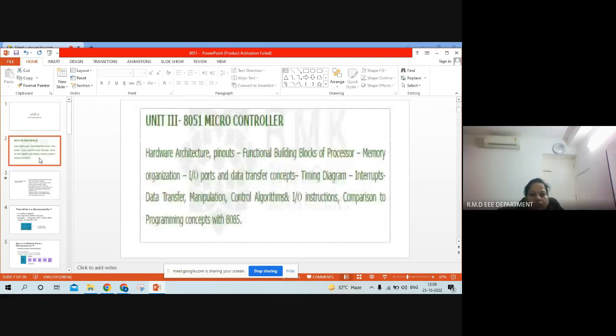First, let me explain the topics which come under unit 3. Here we have in-depth knowledge of the 8051. After studying this unit, you will come to know how the 8051 varies from a processor, what the different hardware architectures available for it are, and what the different programming concepts related to the 8085 and 8051 controller are, along with data transfer and manipulation control algorithms, I/O instructions required for writing programs using the 8051, and memory organization also. Let me explain each and everything in detail in this video.